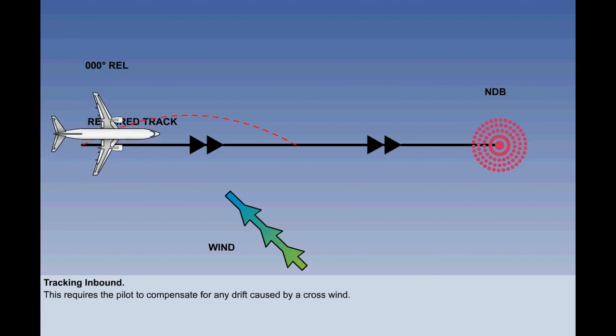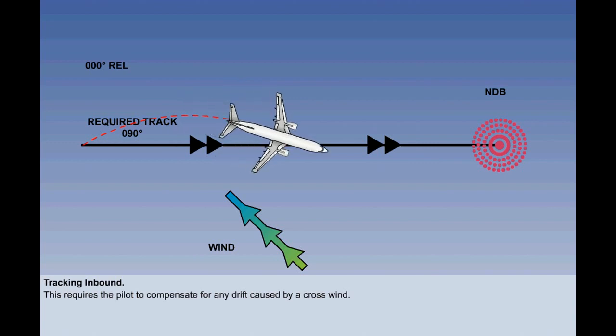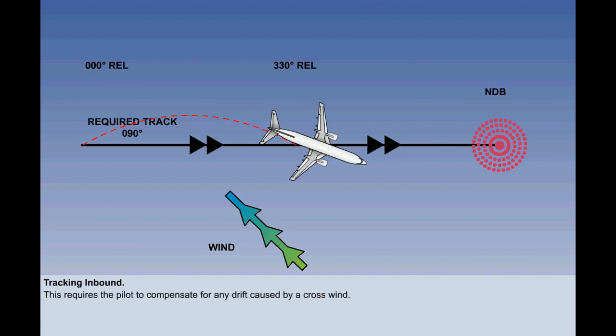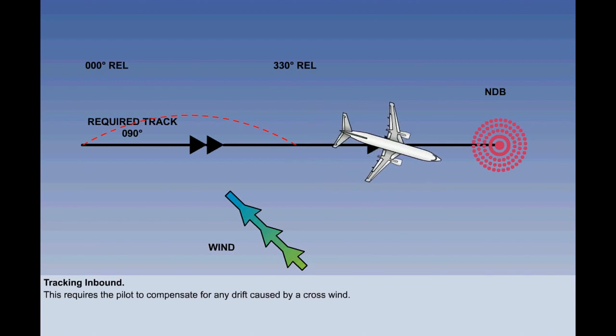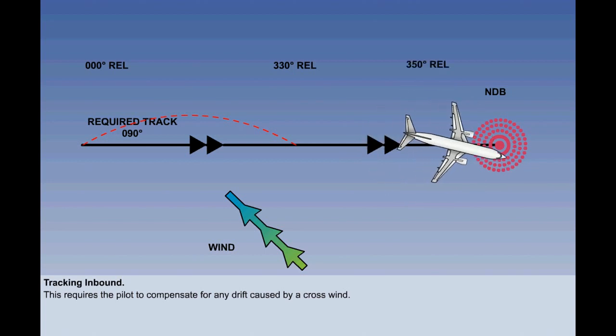Consequently, the correct way to fly to an NDB is to follow a defined track. This is tracking and requires the pilot to compensate for any drift caused by a crosswind. Here, we see the pilot regaining track after being blown off track, then making a 10-degree allowance for wind. Notice how the relative bearing of the NDB has changed from 000 to 330 to 350 degrees.